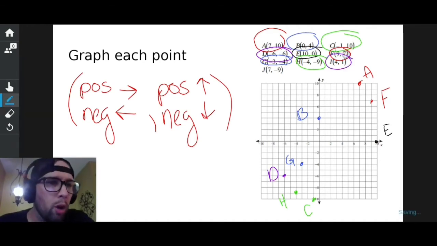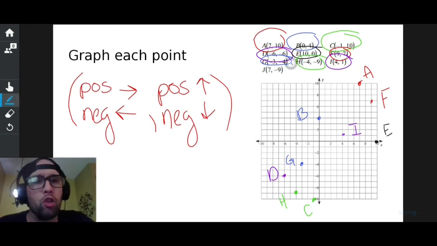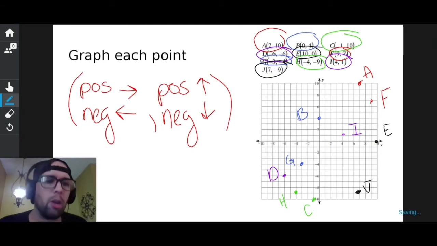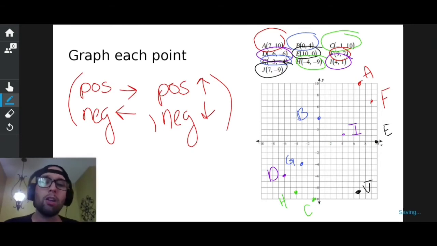I is 4, 1, right? So that's right 4, up 1. And last but not least, J is 7, negative 9, right 7, down 9. That's going to be J. All right. Good job, everybody.